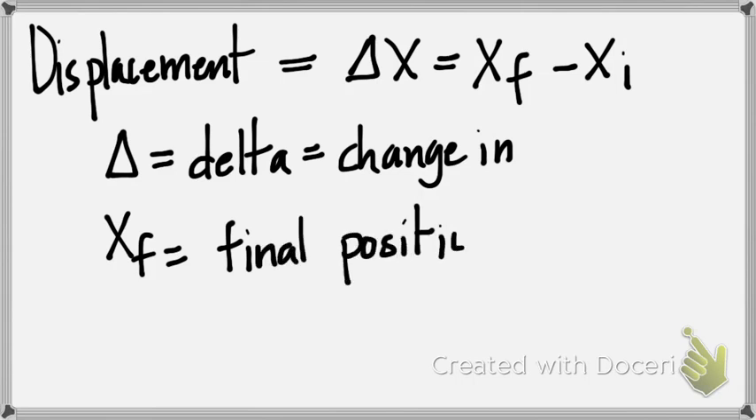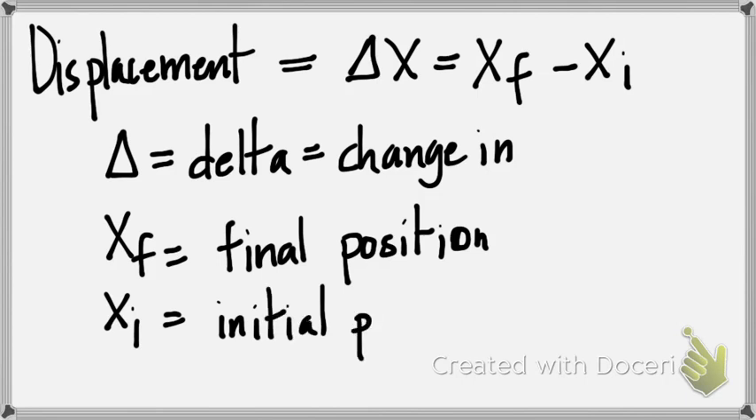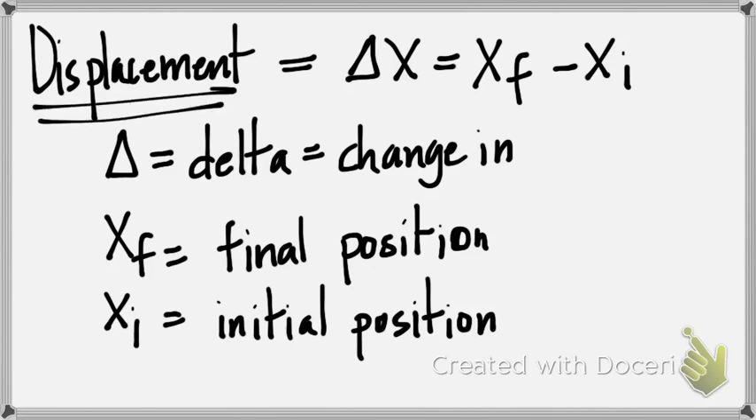minus your initial position. Sometimes you will see it written as xe for end position instead of final, but in this case we're going to use f for final and i for initial. So it's final minus initial for displacement or any kind of change in problem or delta problem.